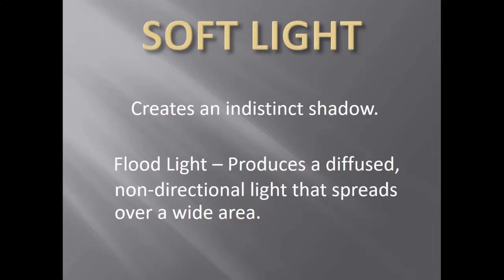Soft light is the opposite. Soft light creates an indistinct shadow. An example of a soft light would be a floodlight. Think about a football stadium. In a football stadium, they have floodlights. So when the sun goes down, the big floodlights come on, and light literally floods the entire area of the stadium. This is a diffuse light that doesn't have a specific direction, and it spreads over a wide area.